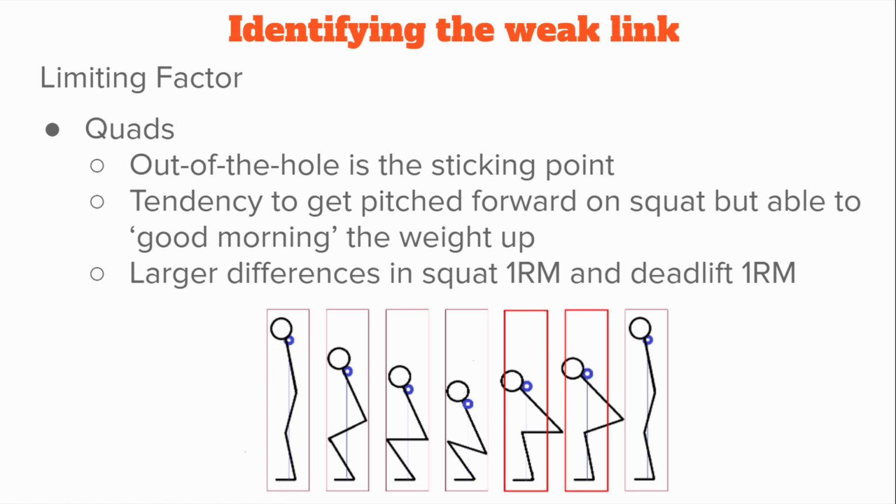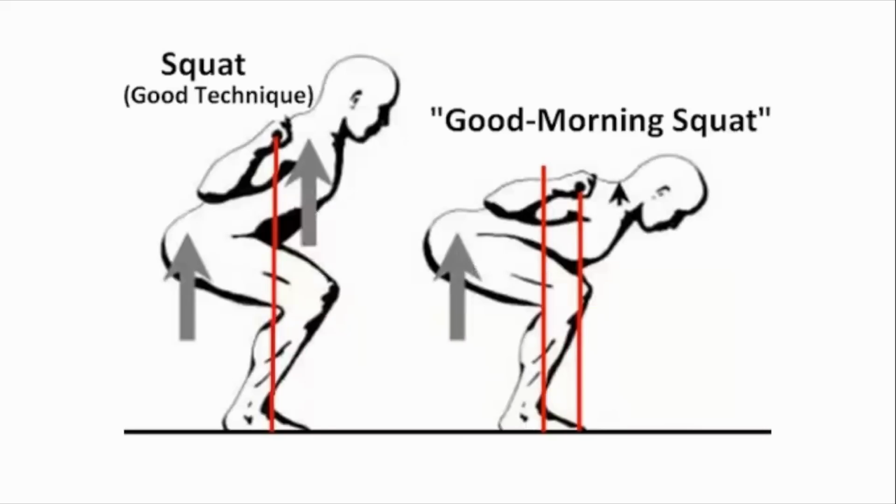Also, if you have a tendency to get pitched forward in this good morning style squat, so a very exaggerated forward lean here, and you feel like you can actually muscle the weight up and complete the lift, this could mean that your back is relatively strong compared to your quads. So your quads are shifting the force and the torque to your spinal erectors, because they're stronger and they can get the weight up.